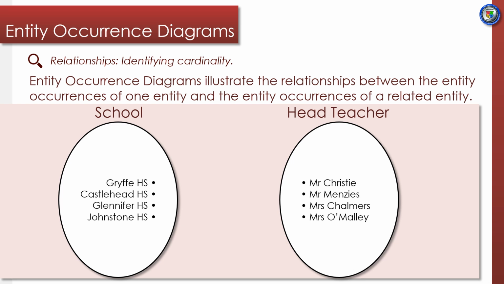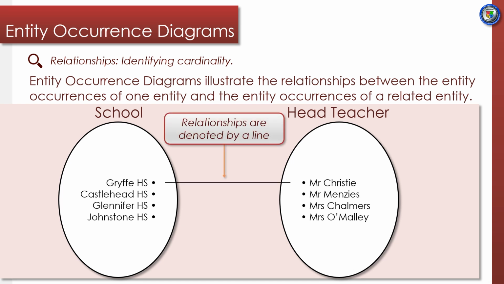We can now establish those relationships between an occurrence of the school entity and an occurrence of the head teacher entity. This is denoted by a line. In this case, we see that Greif High School has a direct relationship with Mr. Christie as its head teacher. Castle Head with Mr. Menzies, Glenifer with Mrs. Chalmers and Johnson with Mrs. O'Malley.